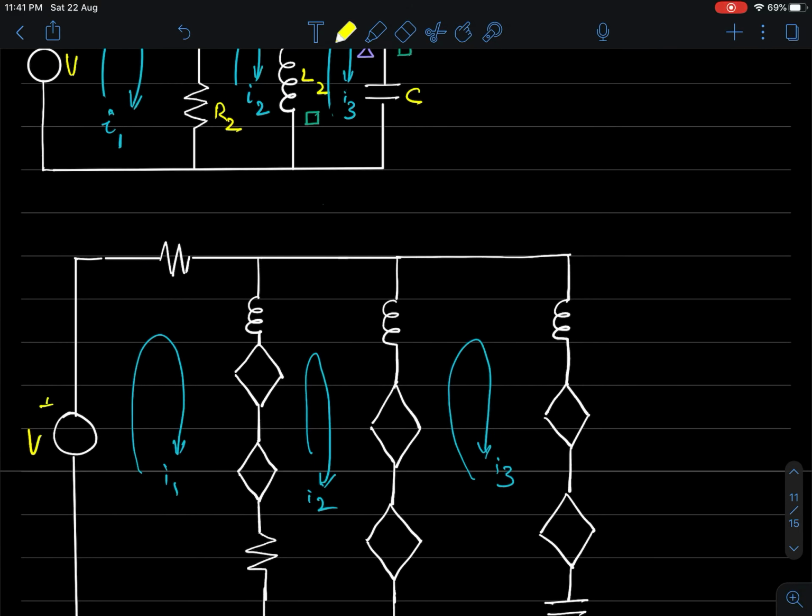I'll manage the space. I'll write the currents later. Alright, so that shouldn't matter. It's there in the upper diagram. Okay, I'll write the values. Now I'll pick up the same color, L1.